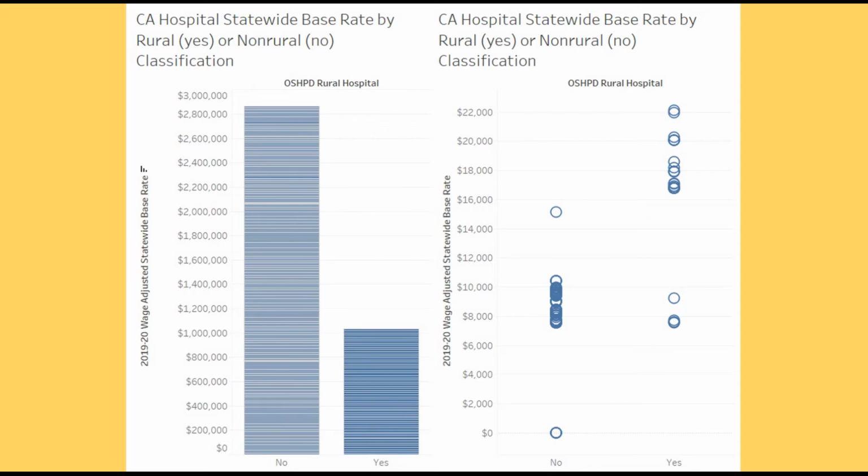To show the average of each hospital, we used a ring chart on the right. The non-rural classified hospitals have a lower base rate average between $8,000 and $10,000, whereas the rural classified hospitals have a higher base rate, with the most data points existing between $16,000 and $20,000.